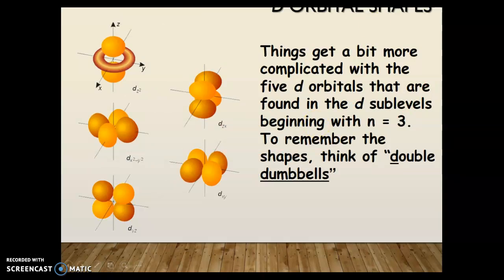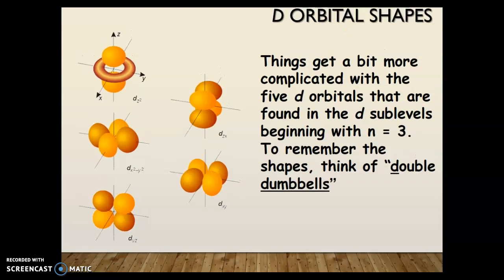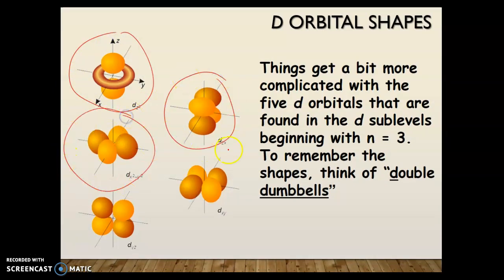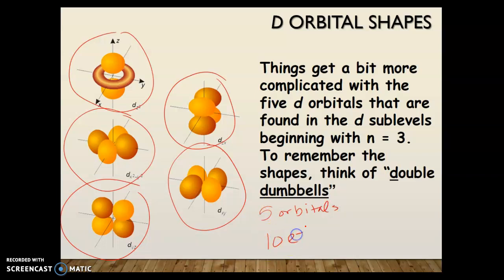Okay, my d orbital shape, let me move this back up here. So these are all 5 orbitals within the d subshell. Okay, so my d subshell has 5 orbitals for a total of 10 electrons. Okay, the easiest way to think of it is double dumbbells, and then here you have a donut. Okay, I'm not as concerned about you knowing the D shapes and the F shapes, but you do need to know S and P.